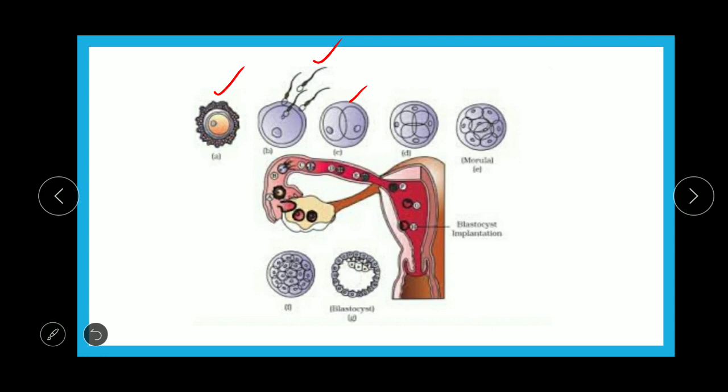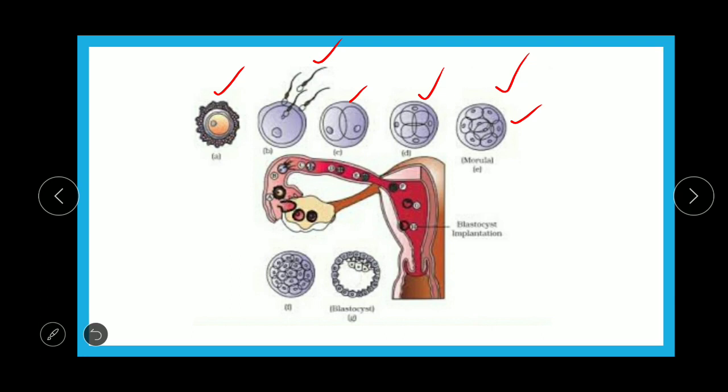Here the cell divisions are mitotic, and the nucleocytoplasmic ratio is increasing as the number of nuclei is increasing, but the cytoplasm is decreasing, because the same space is occupied although the number of cells is increasing. Then you can see here 4 cells, and here 8 cells. The 8 to 16 cell stage is called the morula, and morula is a solid mass of cells. You must remember, solid mass of cells.